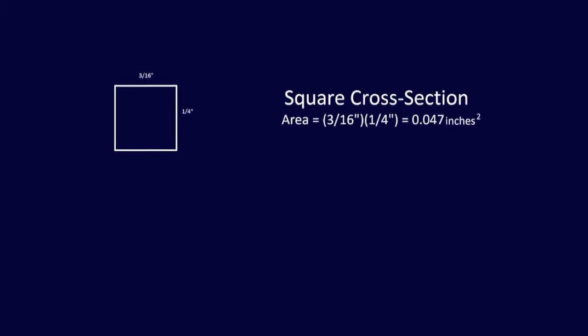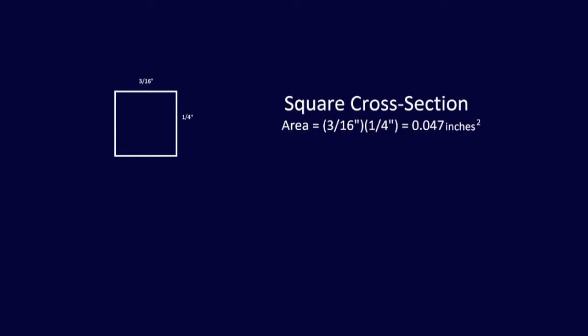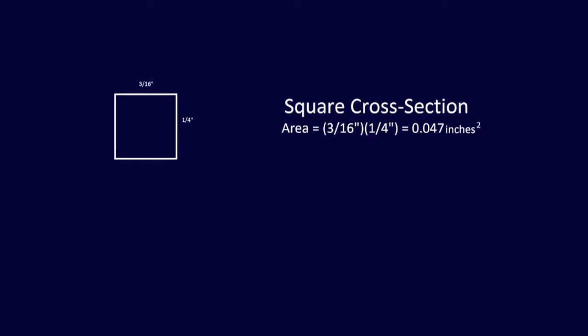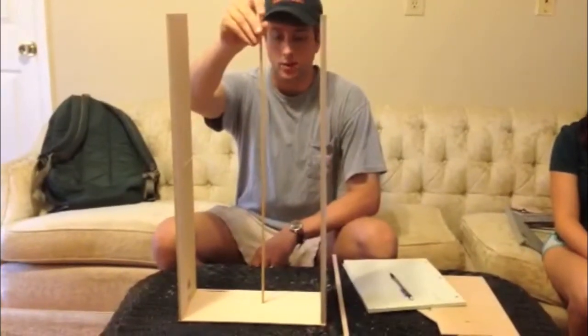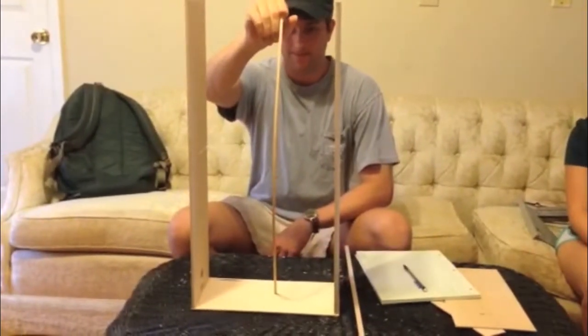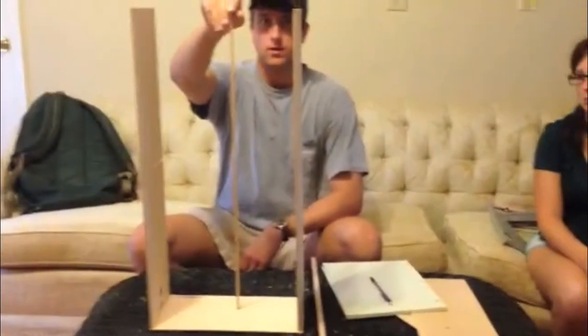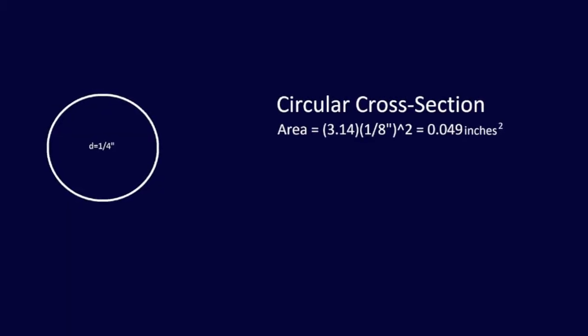The next member we will test will be the square cross-section member. I'm going to apply roughly the same amount of force with my hand to the member, and if our predictions are correct, the member will not buckle quite as easily. So I'll continue to apply more and more pressure until the member buckles similar to the first. This is the 3/16 by 1/4 inch. So far, our predictions have been correct.